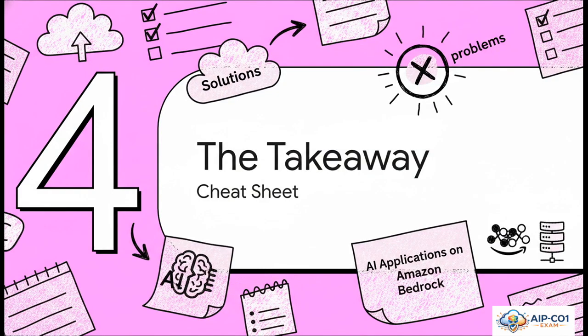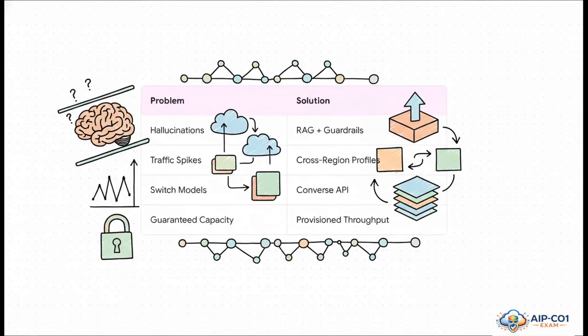We have covered a ton of ground. So let's boil this entire playbook down to a simple one-page cheat sheet. These are the absolute key problems and the go-to solutions that you need to remember. Okay, let's do a rapid-fire review. You've got a problem with hallucinations? The solution is RAG plus Guardrails.